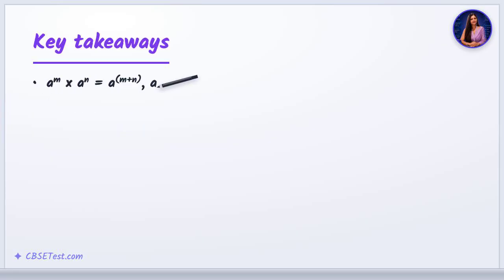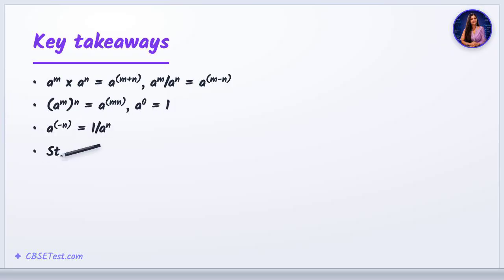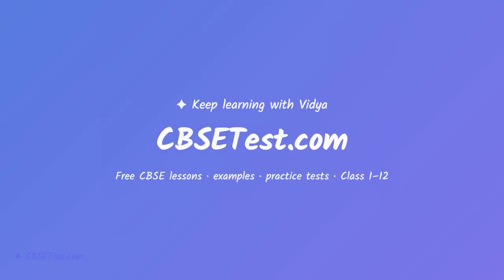To recap, the laws of exponents add, subtract, or multiply the powers. A 0 power is 1, negative powers are reciprocals, and standard form expresses any number as k times a power of 10. Well done! Great work!